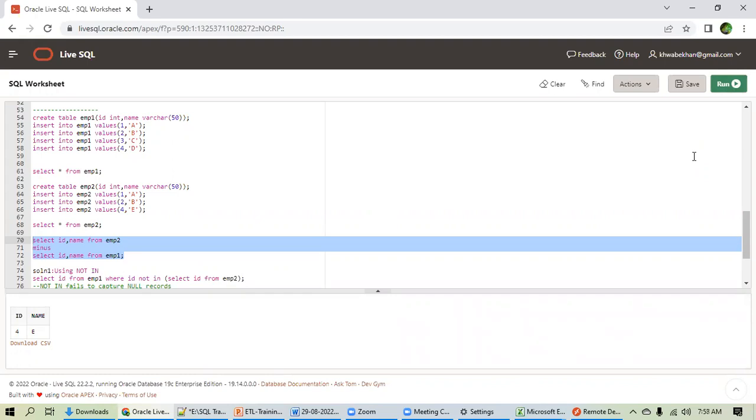Tanvir, this use case of minus works when we have the same column names in both tables. I will come to that. That is the next topic. Any questions so far on whatever I've taught so far?